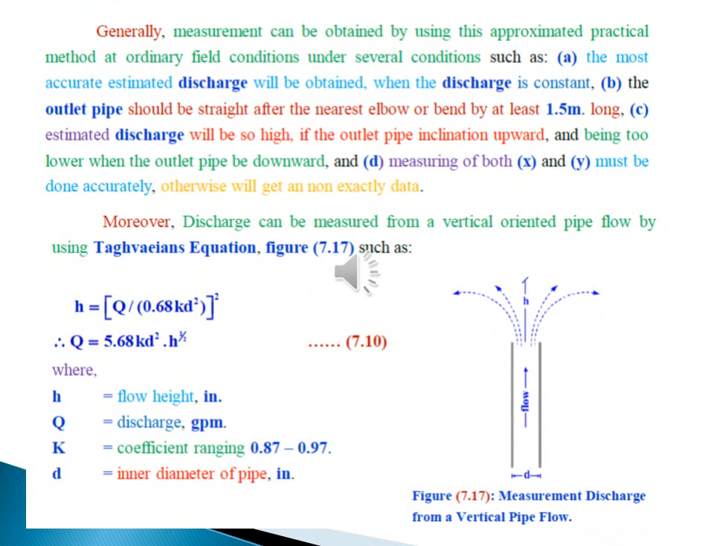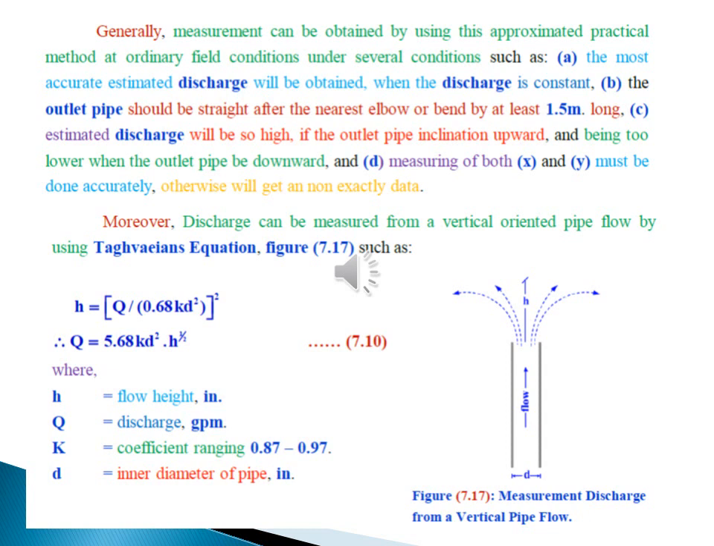Generally, measurement can be obtained by using this approximated practical method, as clear before, at several conditions. The most accurate estimated discharge will be obtained when the discharge is constant. The outlet pipe should be straight after the nearest elbow or bend by at least 1.5 meters long. Estimated discharge will be too high if the outlet pipe is inclined upward and too low when the outlet pipe is downward, and measuring of both parameters X and Y must be done accurately, otherwise we will get inexact data.